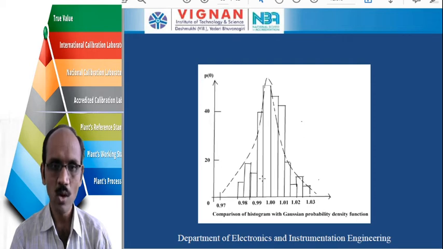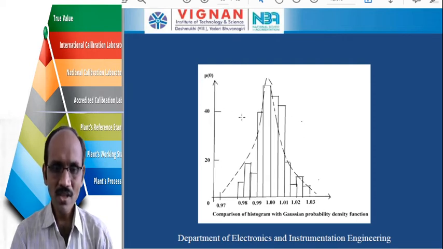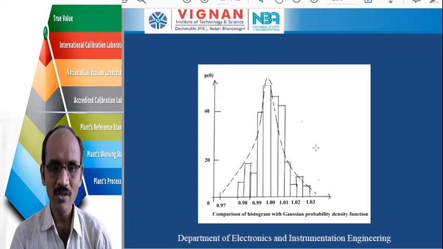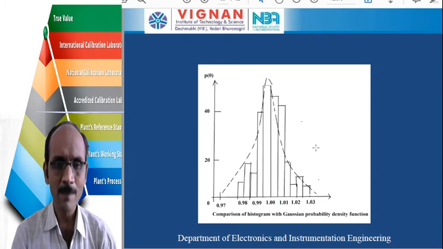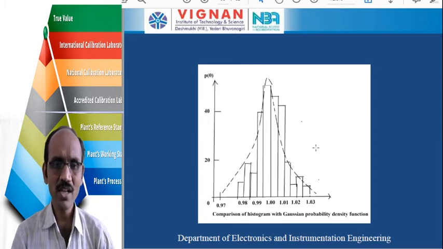So what is the value of the Gaussian probability density function? In this case, we are going to take the pressure transducer. In order to estimate the amount of error present in the pressure transducer, or if you want to calibrate the pressure transducer, we can do the same error calculation and calibrate the transducer by seeing this curve here.